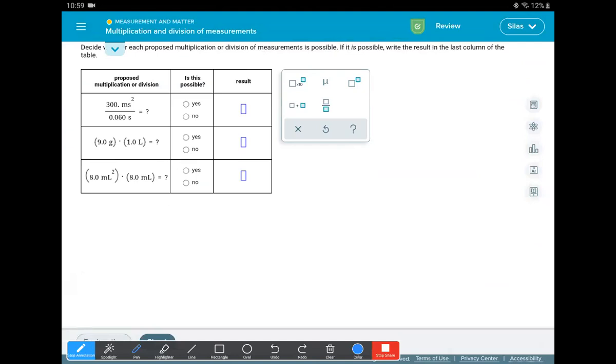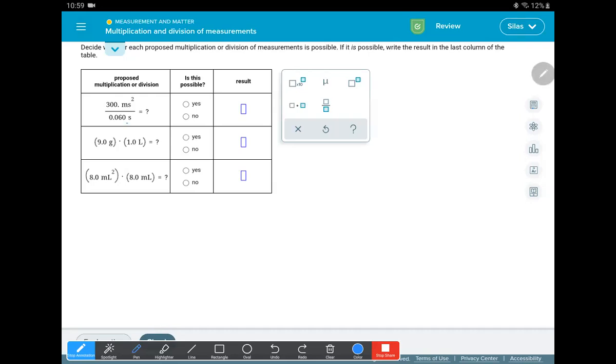Okay, in this one, we're going to look at each individual line and see if it's possible. And if it's possible, what is the result? And we may have to do some conversions along the way. So for example, this first one is milliseconds squared divided by seconds. Is that possible? Yes, but we've got to do some conversions.